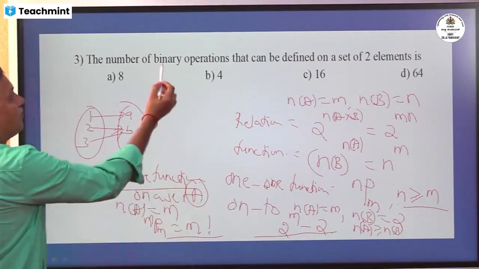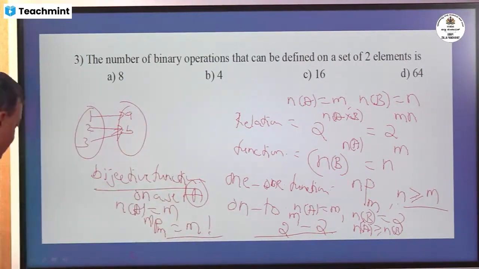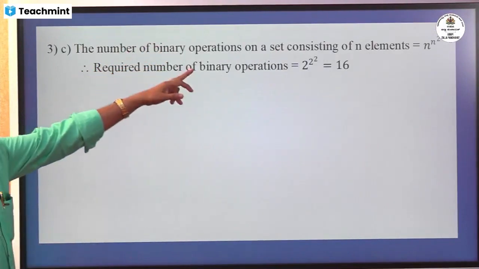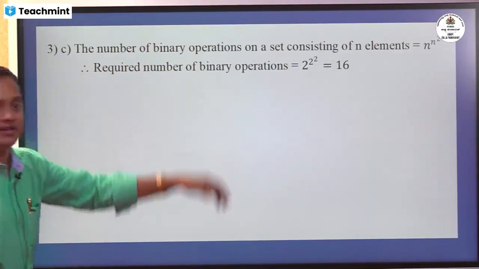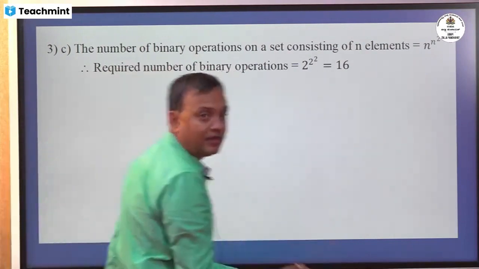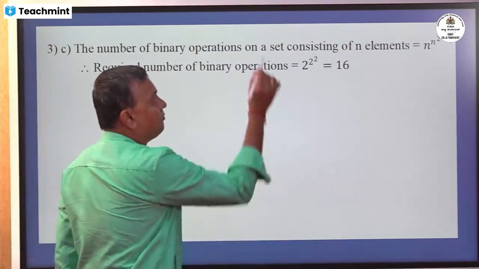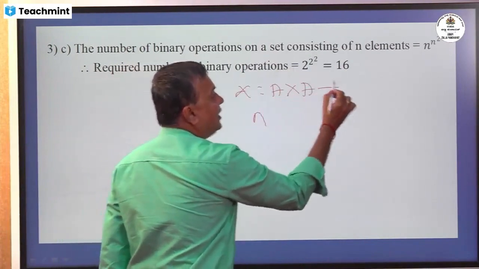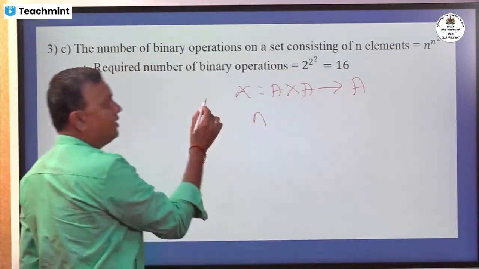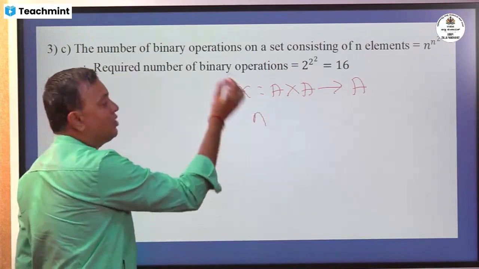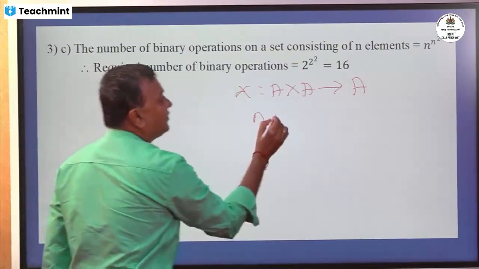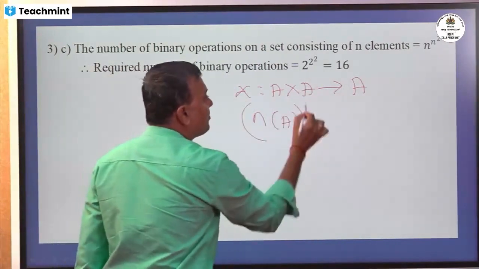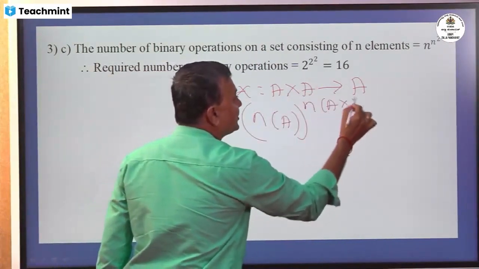Now come to binary operations. The number of binary operations on a set containing n elements, I have already said, a binary operation is a function from A cross A to A. Then the number of binary operations is equal to the number of functions, that is n of A whole to the power n of A cross A.